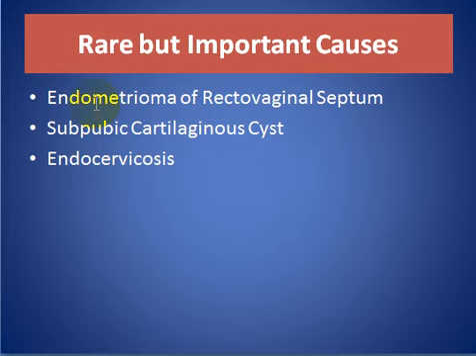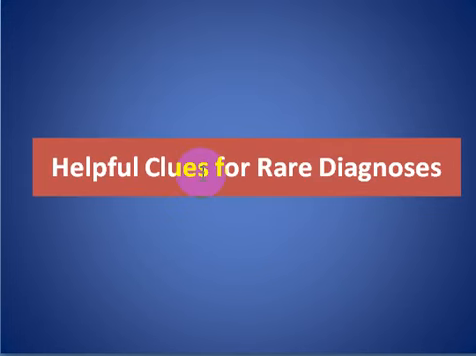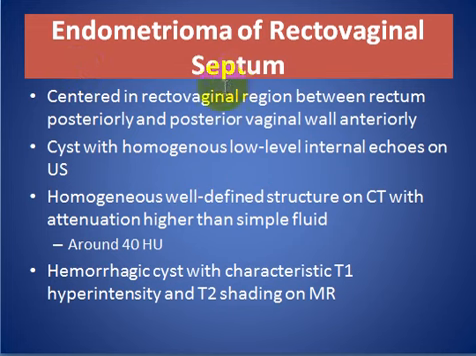Rare but important causes include endometrioma of retrovaginal septum, subpubic cartilaginous cyst, and endocervicosis. Clues for endometrioma of retrovaginal septum: it is centered in the retrovaginal region between the rectum posteriorly and the posterior vaginal wall anteriorly. Cyst with homogeneous low-level internal echoes on ultrasound. Homogeneous well-defined structure on CT with attenuation higher than simple fluid, around 40 Hounsfield units. Hemorrhagic cyst with characteristic T1 hyperintensity and T2 shading on MRI is also seen.